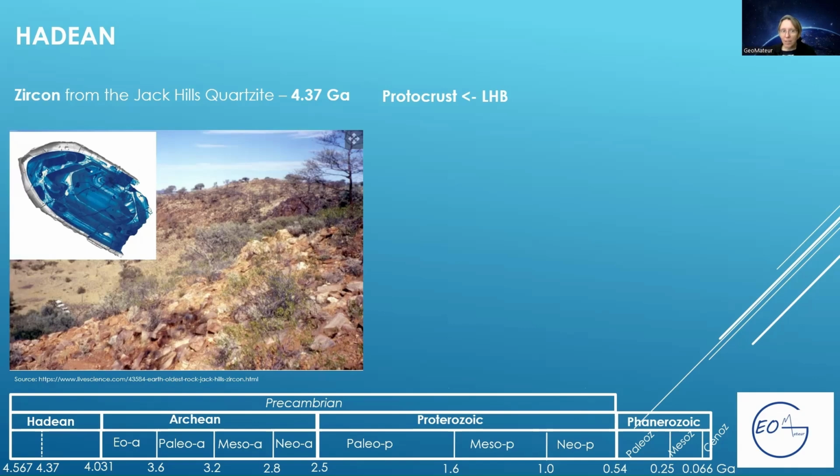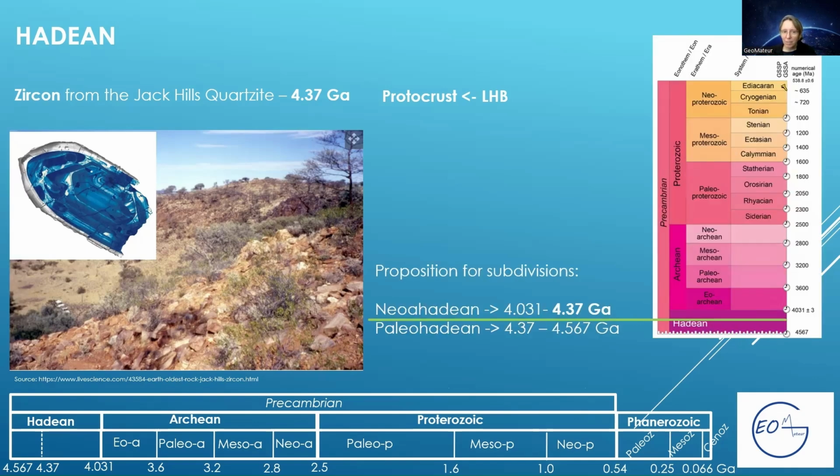And this date, 4.37 billion years, is a proposition for subdividing Hadean into two divisions, Neo-Hadean and Paleo-Hadean. So knowing the etymology of the names Neo and Paleo, I'm pretty sure you can understand the terms.